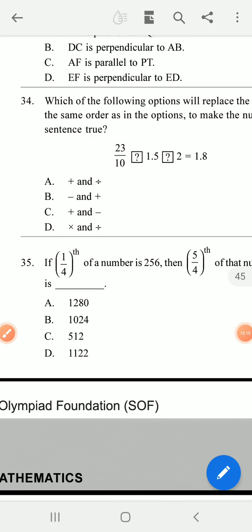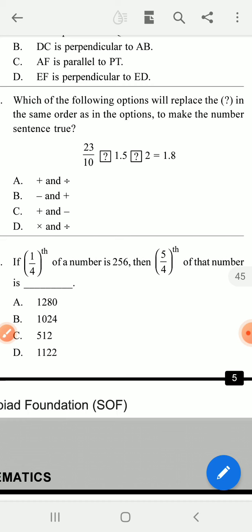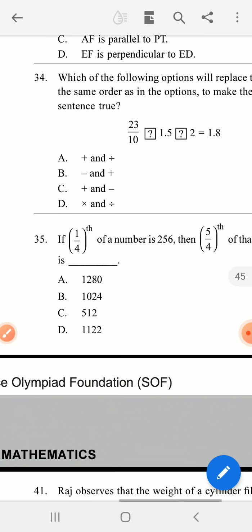First you find 1 by 4th of 256. And second, you take the number as x in the second case. So find 5 by 4 into x. So 5x by 4 is coming. Now 5x by 4 is equal to 1/4 of 256. So 35A is the answer.